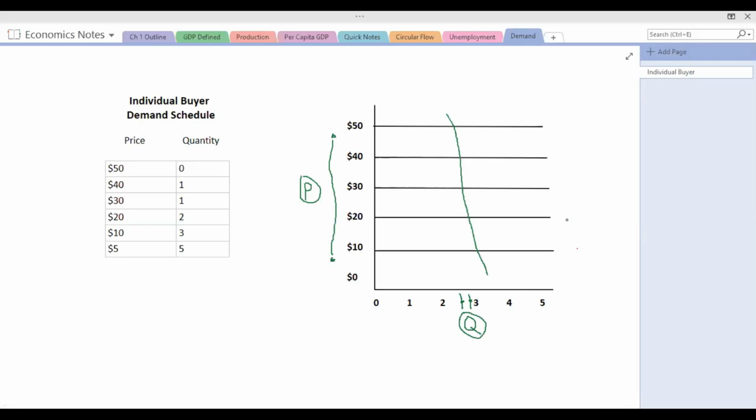Now, gasoline is kind of different because gasoline could be elastic if we're talking about gasoline from one local gas station versus another. If the price of Shell station gasoline goes up, then it's so easy just to go across the street to Exxon station and switch, and most consumers will do that. If you're looking at an individual demand schedule, then probably gasoline is going to be elastic.